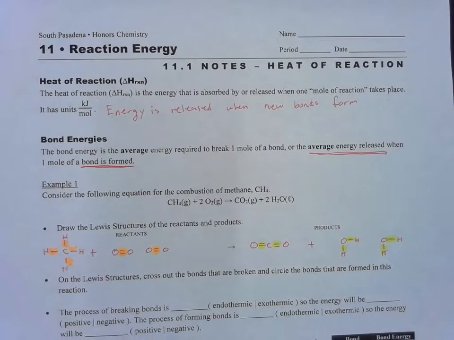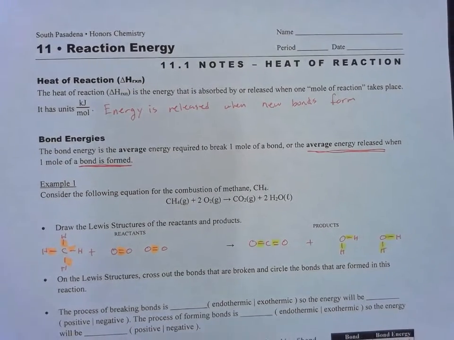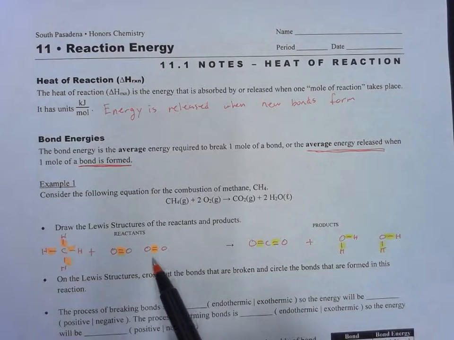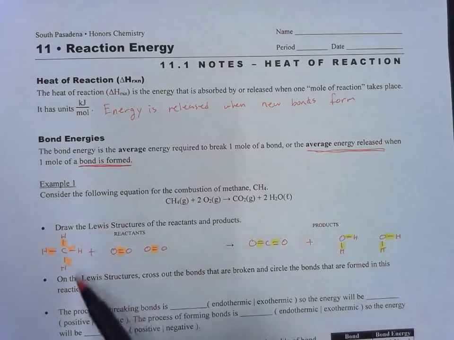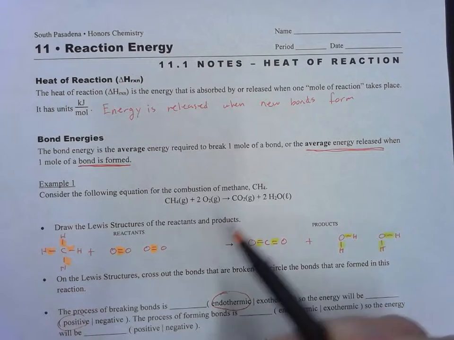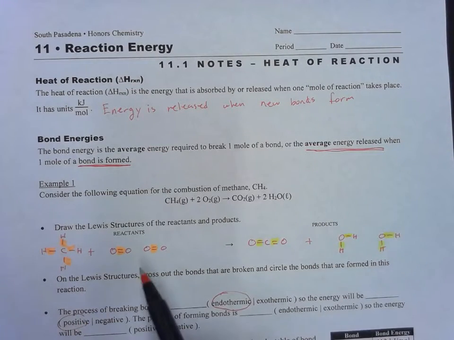Okay. The process of breaking bonds is, well, because it takes energy to break these bonds. You have to put energy into this system in order to break these bonds. So the process of breaking the bonds is endothermic. So the energy will be positive. You're adding energy into this system to break these bonds.